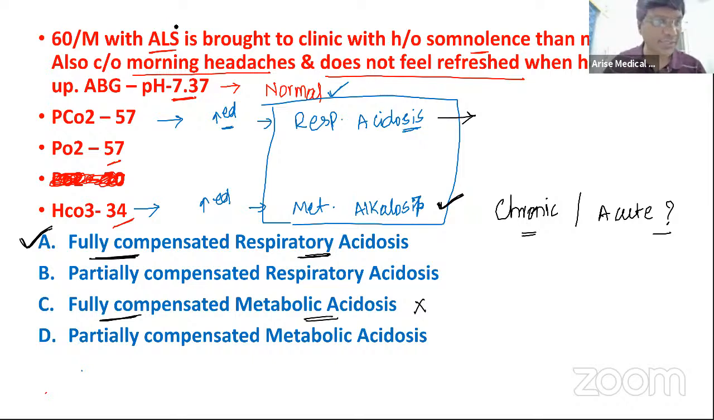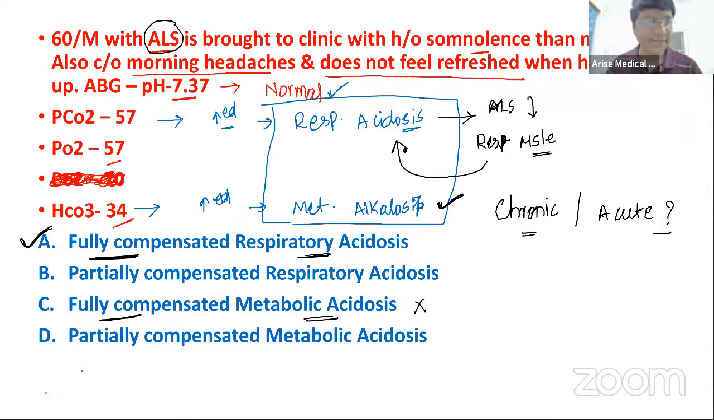See, first of all, based on the history itself, you can assess: 60-year male with amyotrophic lateral sclerosis. Now, in case of amyotrophic lateral sclerosis, these individuals in long term, they will develop respiratory muscle weakness, right? Because of respiratory muscle weakness, the individual is having respiratory acidosis. That is one thing we can come to a conclusion. And the other thing is that, now you take this word chronic.